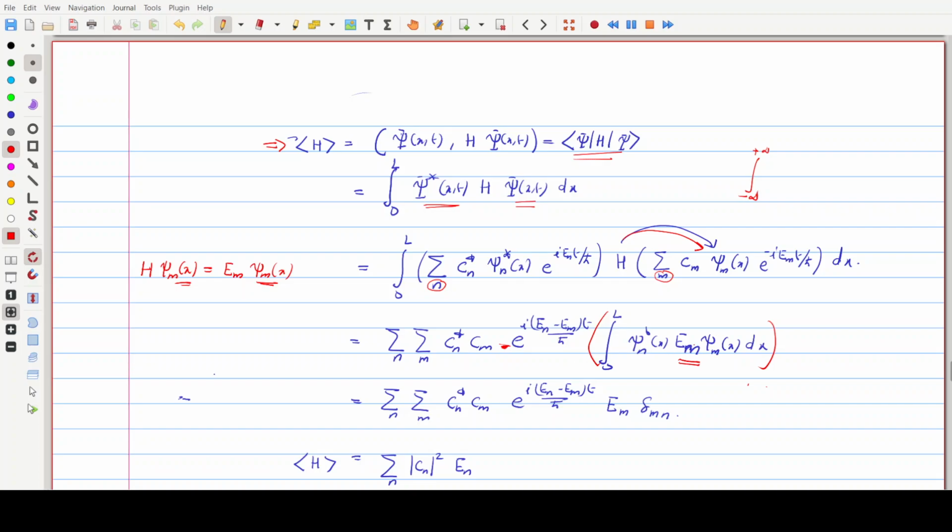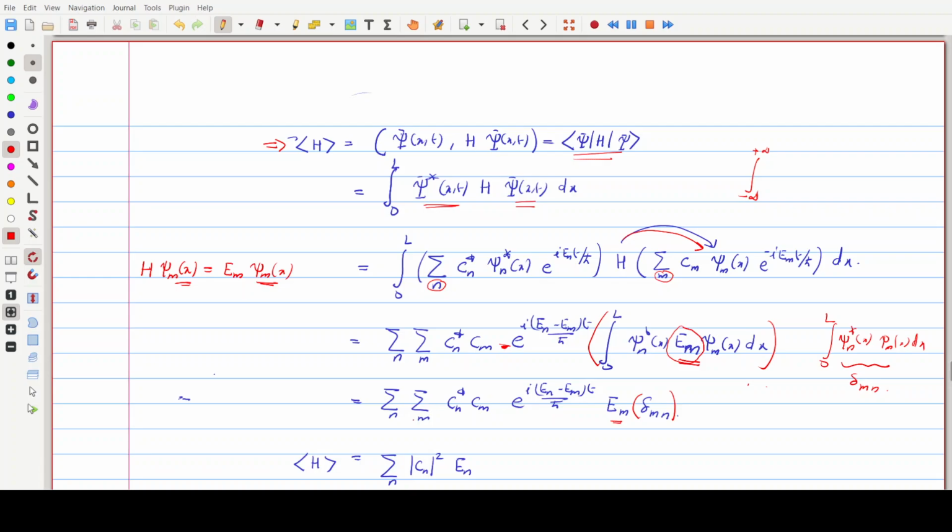Now again, in this integration, em is not a function of position, so it can also be taken outside. If that is taken outside, then the remaining thing is only the integral from 0 to L of psi n star of x, psi m of x dx, and that is nothing but the Kronecker delta mn. So I can just replace this integration with the Kronecker delta mn, and em is outside.